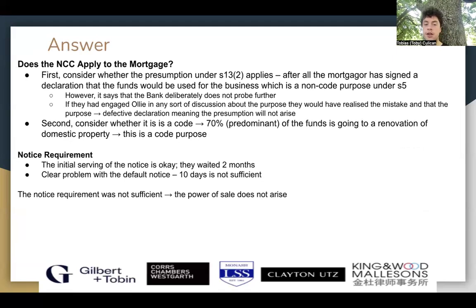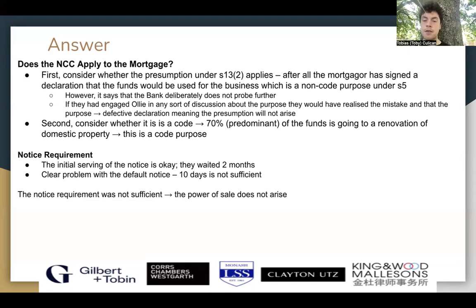Consider whether the presumption under Section 13.2 applies. After all, the mortgagor has signed a declaration that the funds will be used for a business, which is a non-code purpose. However, it says that the bank deliberately does not probe further. And if they had engaged Ollie in any sort of discussion about the purpose for the debt, they'd have realised the mistake, and that the purpose was more nuanced than that. A defective declaration means that this presumption will not arise. So you just consider whether it's a code purpose.